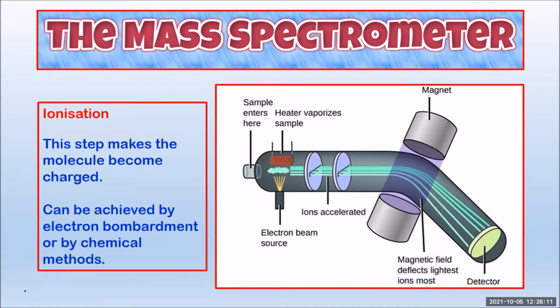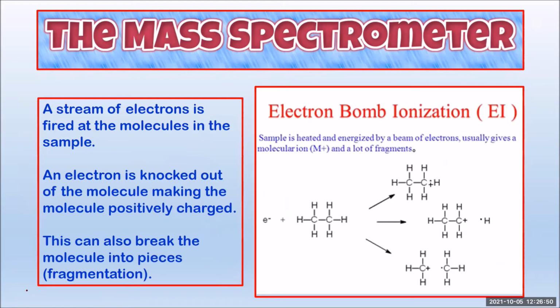The first step is ionization. That just means making the molecule charged. This can be achieved by bombarding the sample with high energy electrons or bombarding it with ionized molecules. Electron bombardment just means firing high energy electrons at the molecule in the hope of hitting an electron and knocking it out of the molecule. This is going to give the molecule a positive charge.